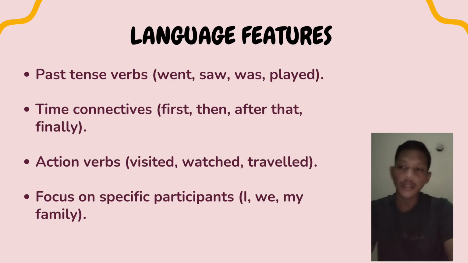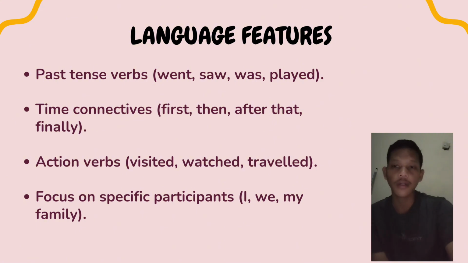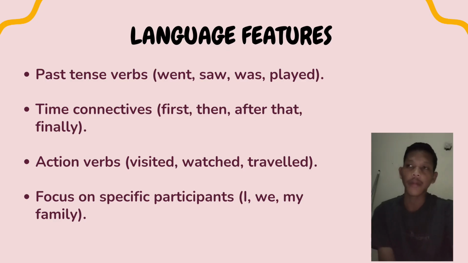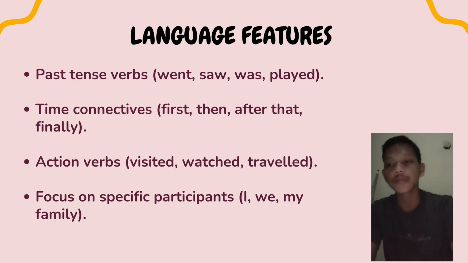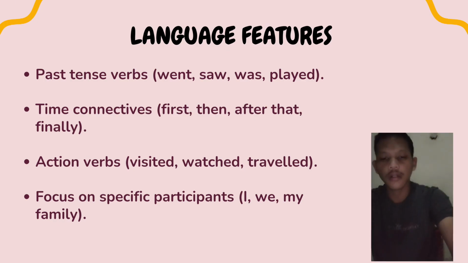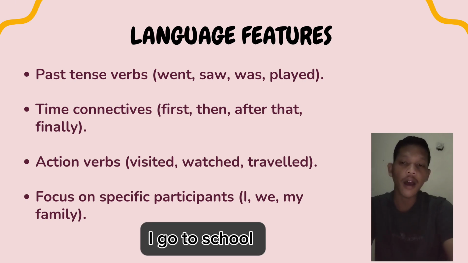And finally, we usually focus on specific participants. For example, I, we, my family, my friends, and my school, like that. So we have to pay attention to specific participants. Okay, after this explanation, I would like to ask you again, can you change this sentence into past tense? The sentence is I go to school.